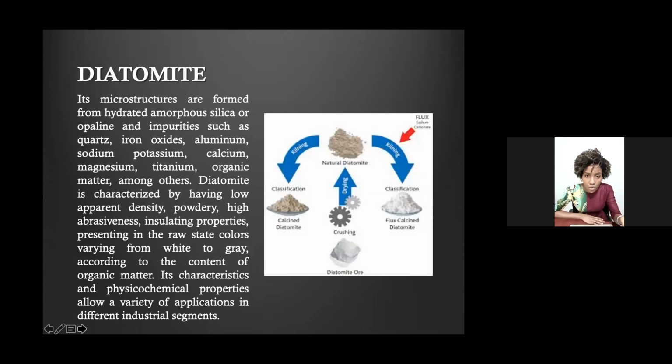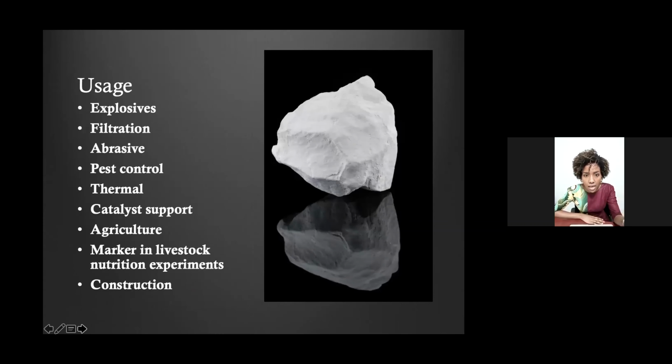You can see there that we can use diatomite in many areas, in many industries, to make explosives, filtration, abrasive things, pest control, thermal, catalytic support, agriculture, and you can use it as well for marker and livestock nutrition experiments and in construction. And now we are using it also in dentistry, not only in resin or in composite, but we can use it also in alginate.